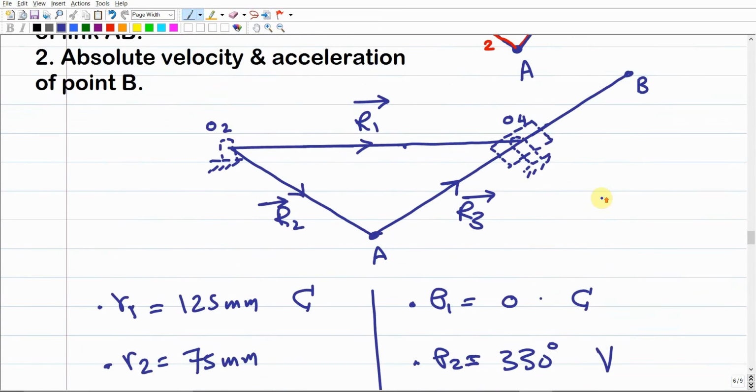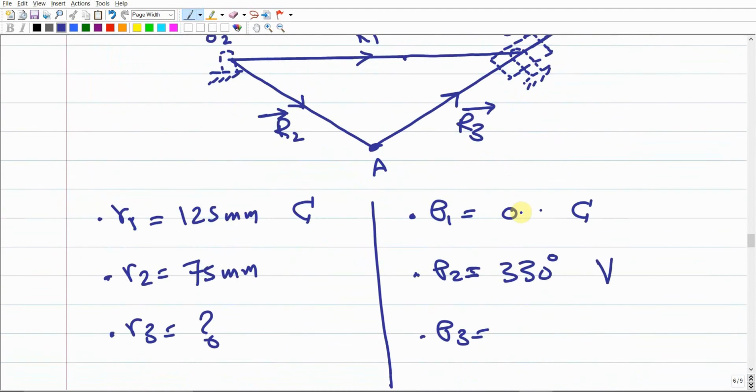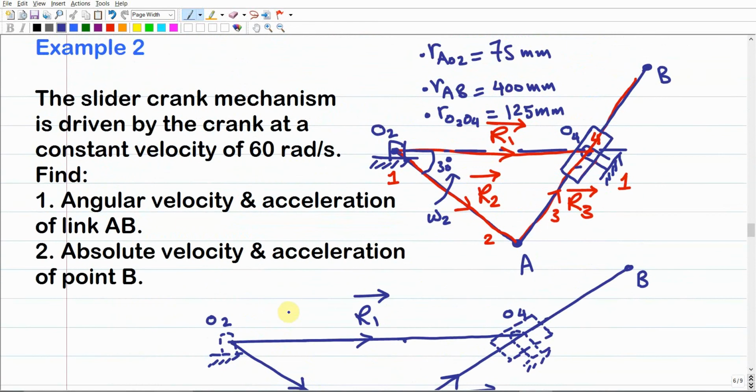Why variable? Because this length is going to rotate. But R2 is fixed, it is a constant value, because this length of O2A is not going to change. And what else for R3? R3 itself is variable, by the way. Why is R3 variable? Because this should be the distance between A and O4, and this distance is going to change. But the length AB itself is fixed.